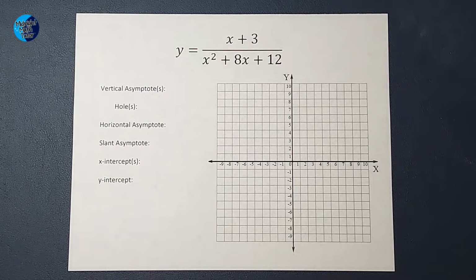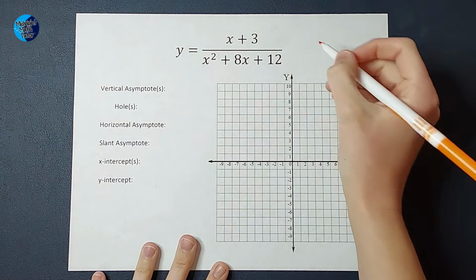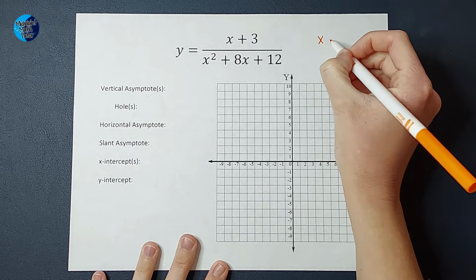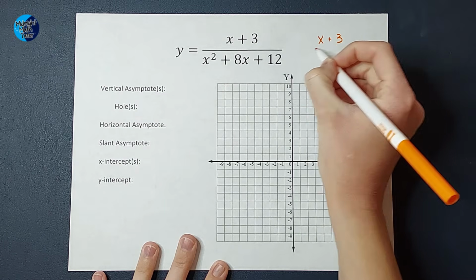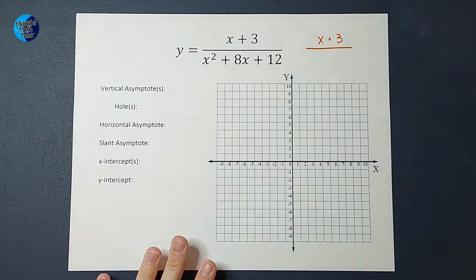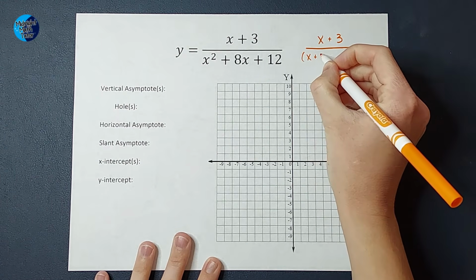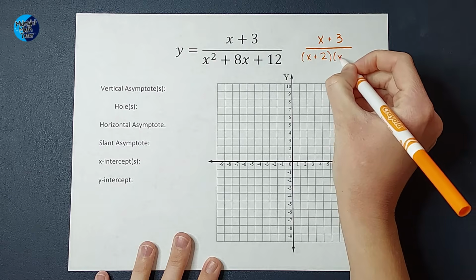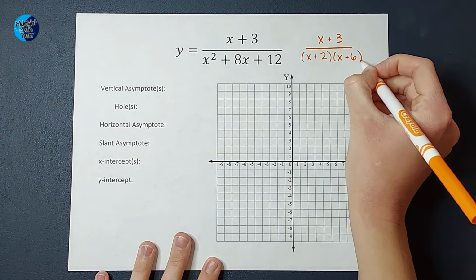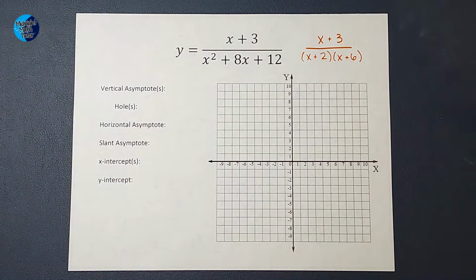I will link a video in the corner for you if you need a factoring review, but I'm just going to tell you the top's going to stay the same, right? x plus 3 on top. And the bottom is going to factor to x plus 2 times x plus 6. There we go. We are factored. So the next thing we're going to do is look for our asymptotes and holes.